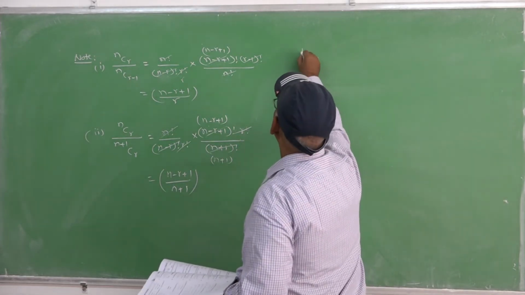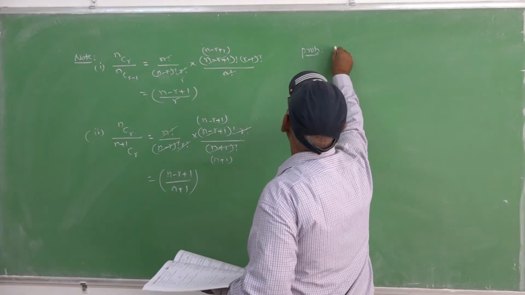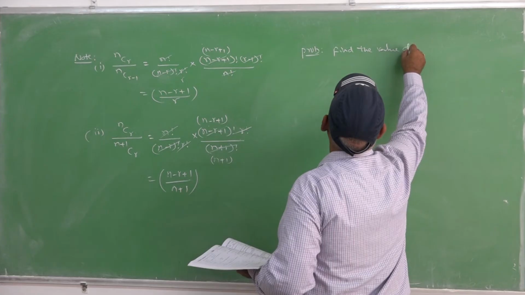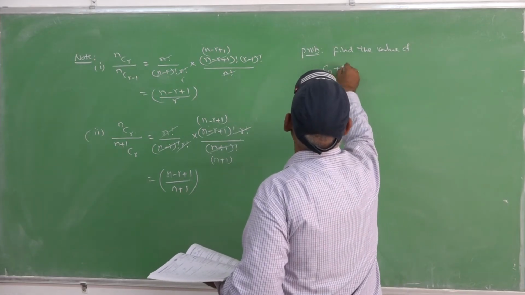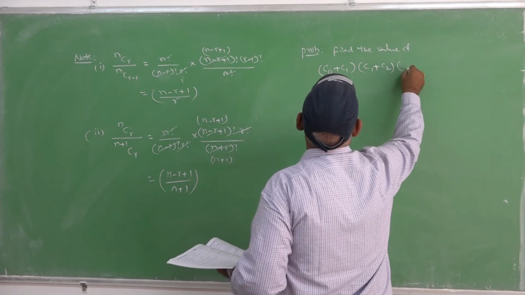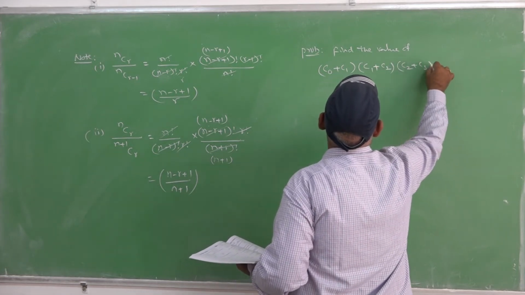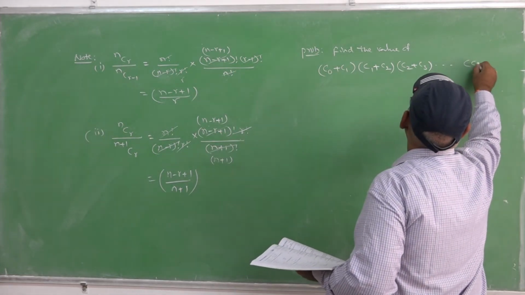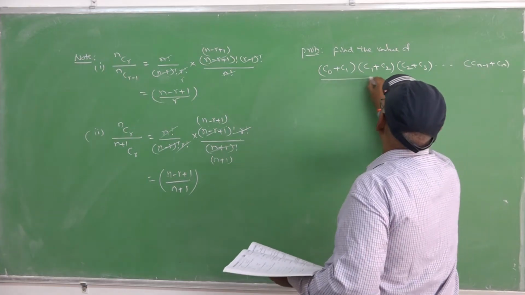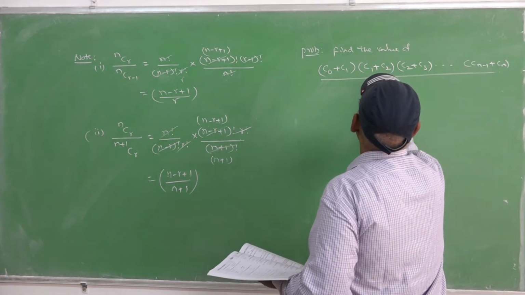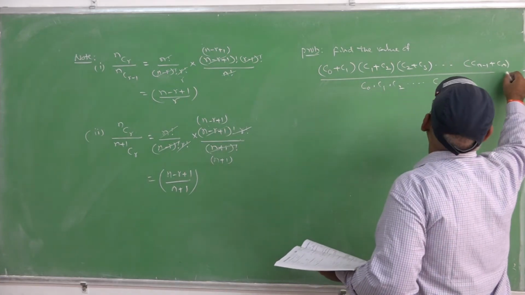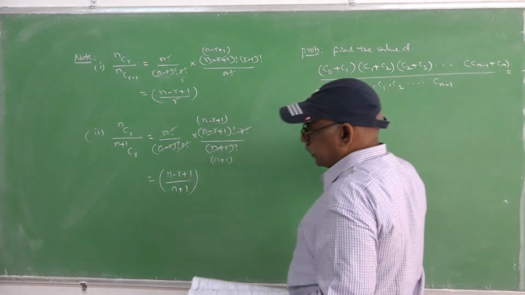Let us take this problem based on this. Find the value of (C0 + C1)(C1 + C2)(C2 + C3) and so on up to (Cn-1 + Cn), divided by C0 × C1 × C2 and so on up to Cn-1. Find the value of this one.